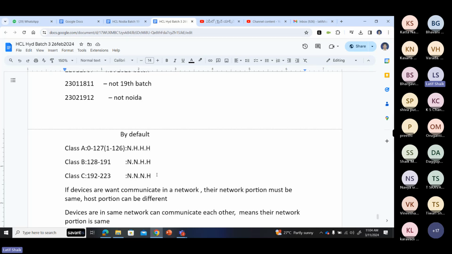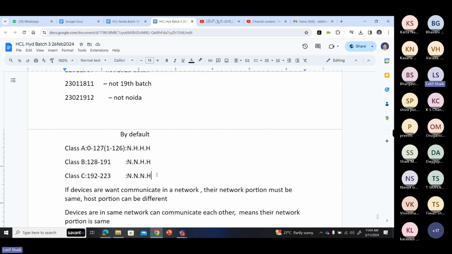The 0.0.0.0, and the entire 0 series, is reserved for certain protocol use. So we are not able to assign 0.0.0.0 or the entire 0 series. That's why it starts from 1.